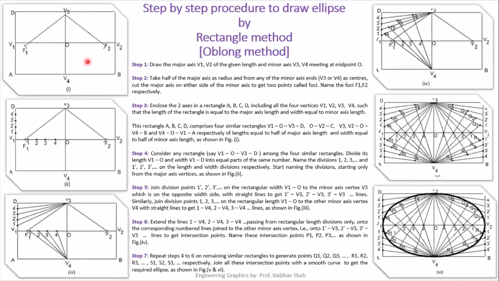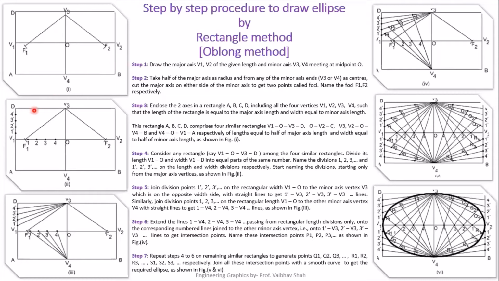Now, in the next step, we'll take half of the major axis dimension, V1O, on our rounder. We'll put our rounder at one of the points, V3, of the minor axis here, and we'll cut the major axis on the left-hand side, as well as on the right-hand side, like this. So we'll have focal point F1 on the major axis on the left-hand side, and another focal point F2 on the right-hand side of the major axis.